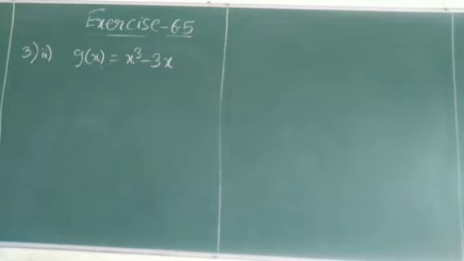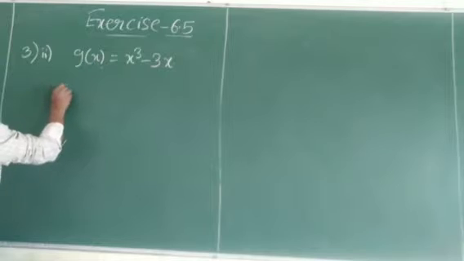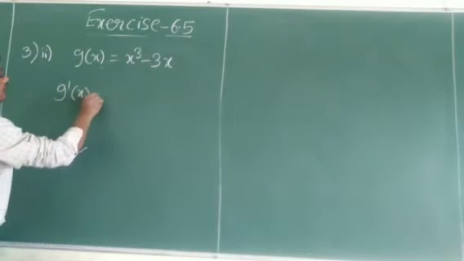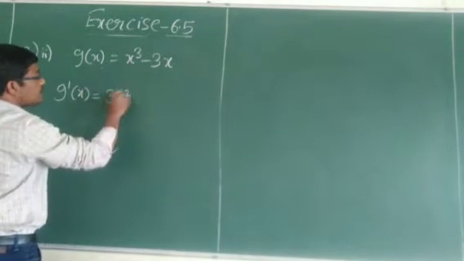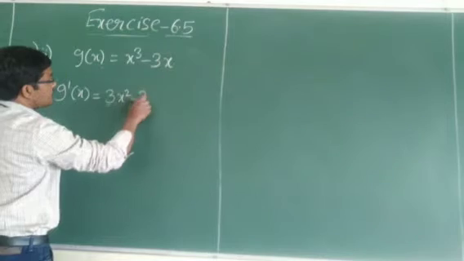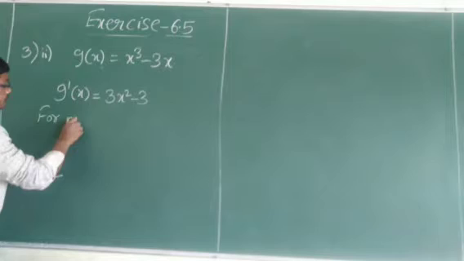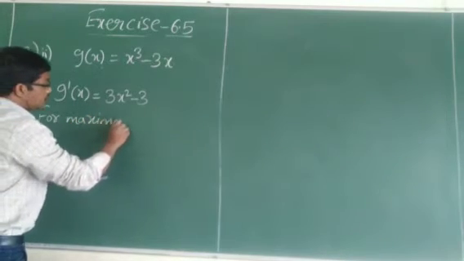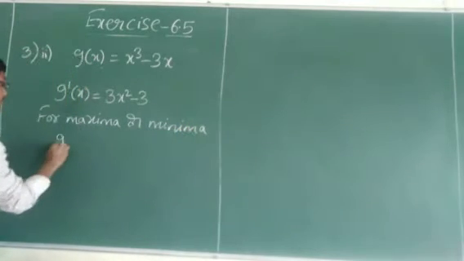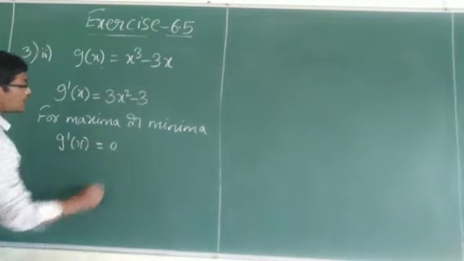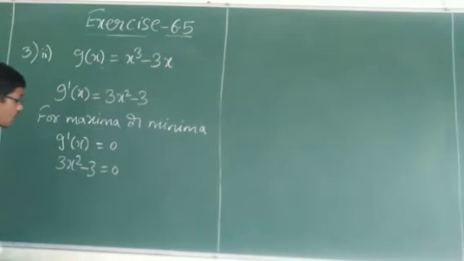Consider the next question. g of x equal to x cube minus 3x. So again the same steps. Find the derivative. g dash of x equal to the derivative of x cube, 3x square, minus the derivative of 3x, which is 3. Now for maxima or minima, the derivative must be equal to 0. Therefore, 3x square minus 3 must be equal to 0.